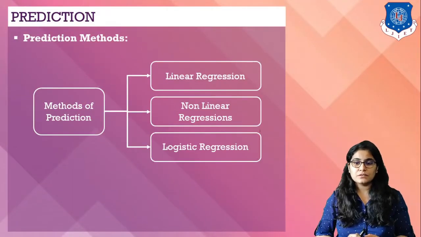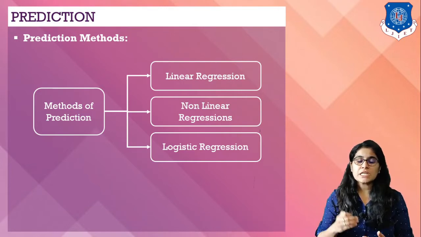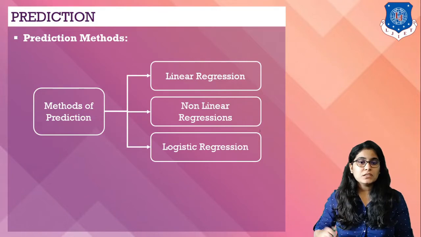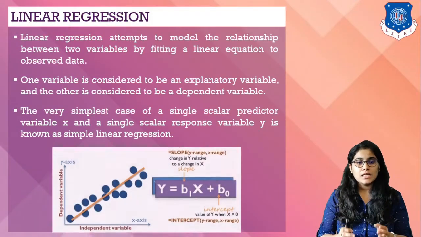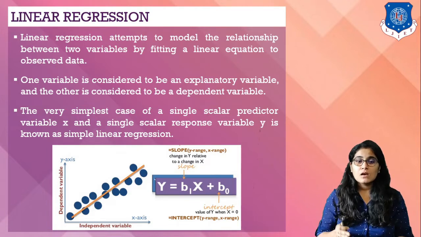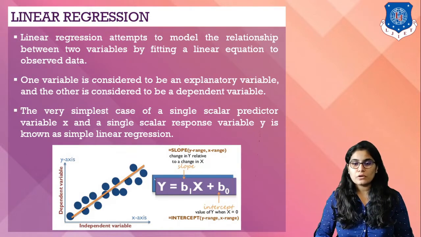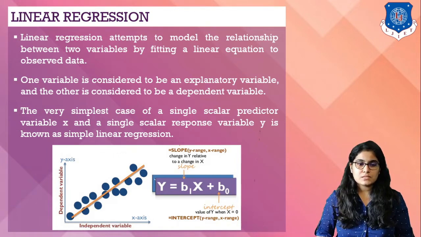As you can see in this figure, there are three different methods that are used for prediction, which are linear regression, nonlinear regression, and logistic regression. So let's start with linear regression. Linear regression attempts to model the relationship between two variables by fitting a linear equation to observed data. One variable is considered to be an explanatory variable and the other is considered to be a dependent variable. In linear regression, the relationships are modeled using linear predictive functions whose unknown model parameters are estimated from the data. Such models are called linear models.